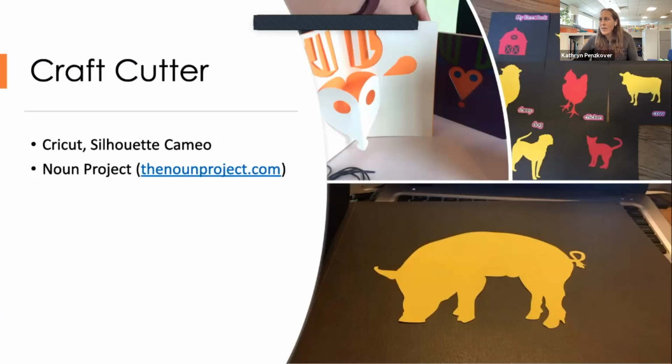The craft cutter is another sort of lower tech laser cutter. Maybe not low tech, but lower price point for sure. We've used Cricut and Silhouette. There's different brands of those. They're very easy to quickly cut out paper or vinyl. A lot of different materials you can use there.